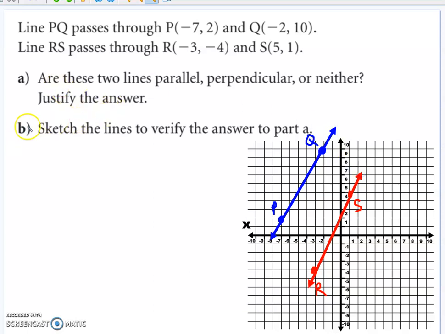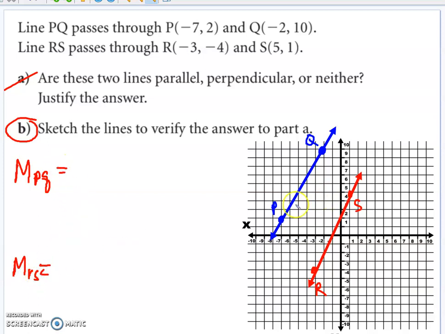So we have actually done B. We sketched them, but let's do A. So we're going to check to see. So again, we have to do this, the slopes of these. So let's find the slope of PQ. Let's find the slope of RS.